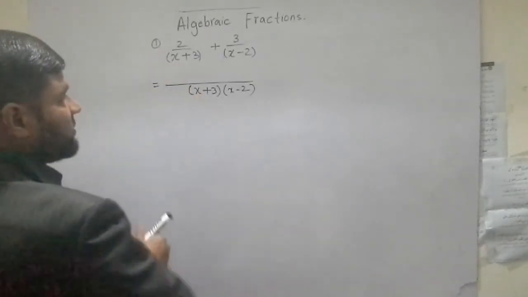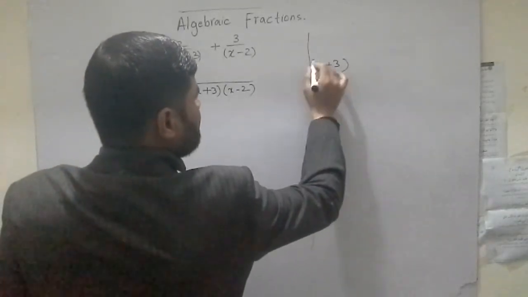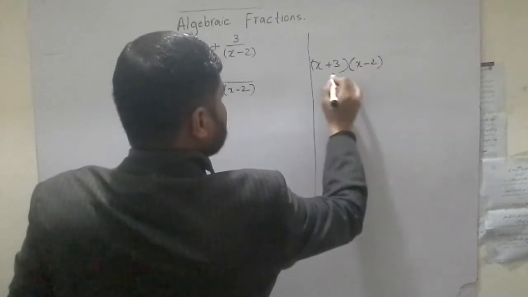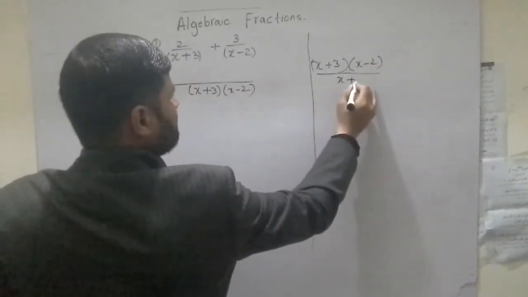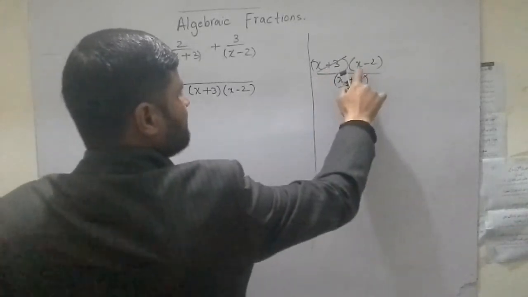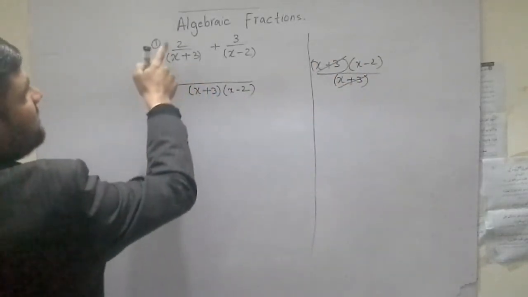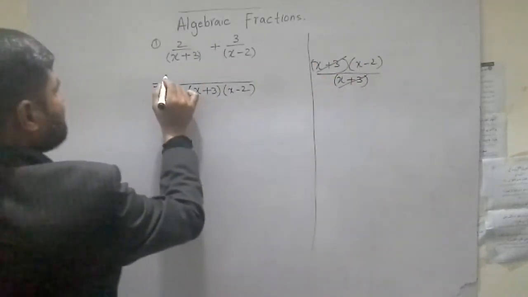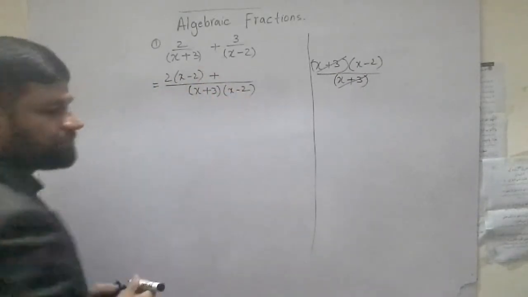Now what we are going to do is divide this LCM by the denominator of the first fraction. I am doing the rough work over here: x plus 3 into x minus 2 will be divided by the denominator x plus 3. So this x plus 3 will be cancelled out with this one, and you are left with x minus 2. This needs to be multiplied with the numerator on the top, so 2 times x minus 2. You will put 2 there and x minus 2. This plus sign will come here.